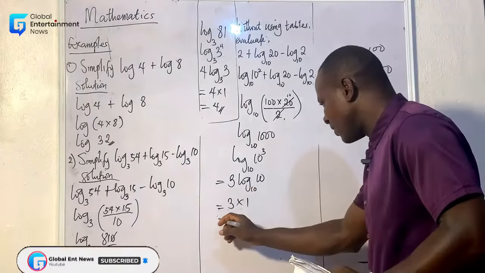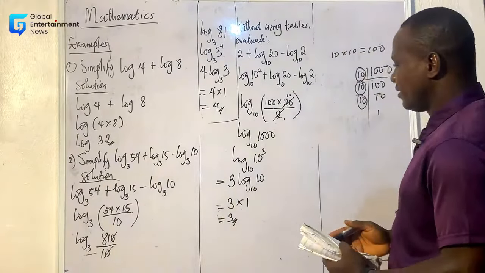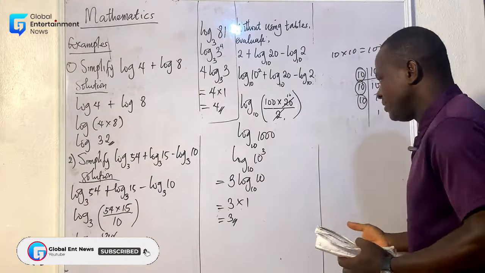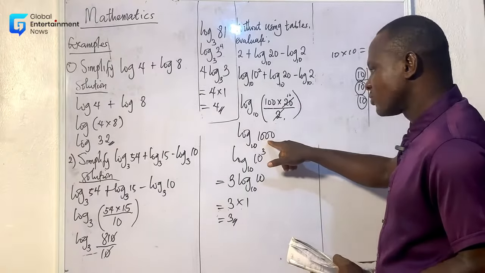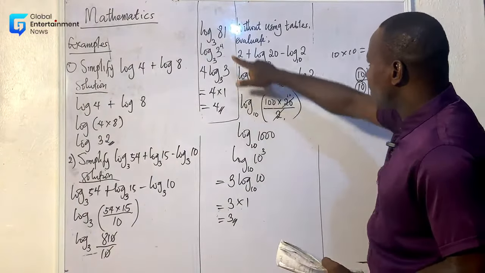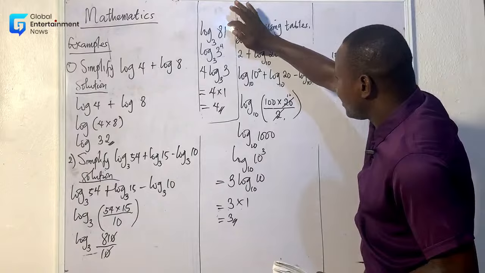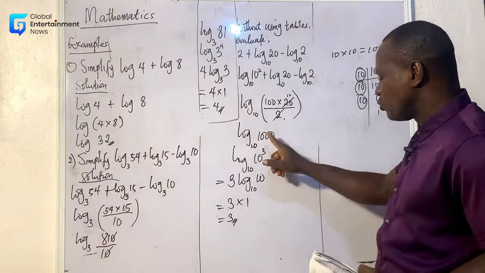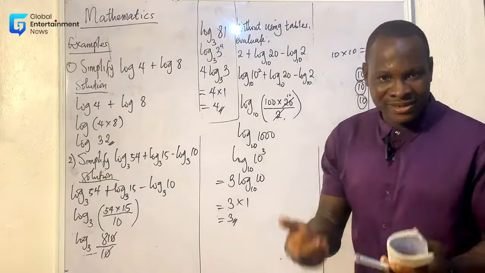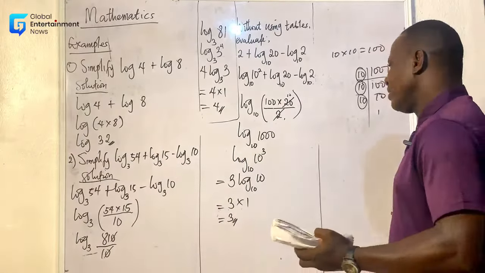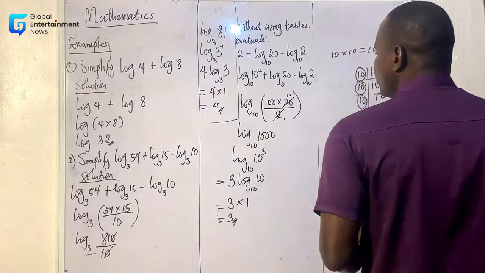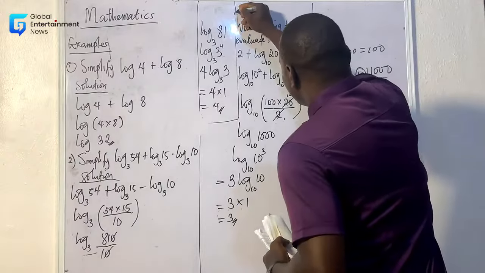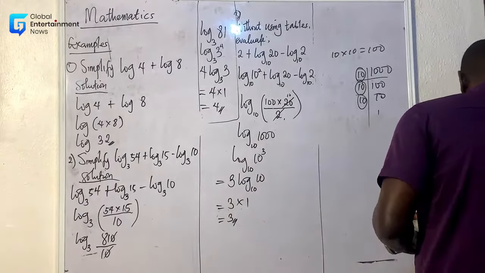That is 1. And my final answer is what? Is 3. That is my answer. And if you look at this 1,000, you can see that it is tantamount to this 81. We express this 81 in the power of base what? Base 3. And we express this 1,002 in the power of base what? Base 10. Are you following me, please? Okay? That is example number 3. Now, we move to example number 4.